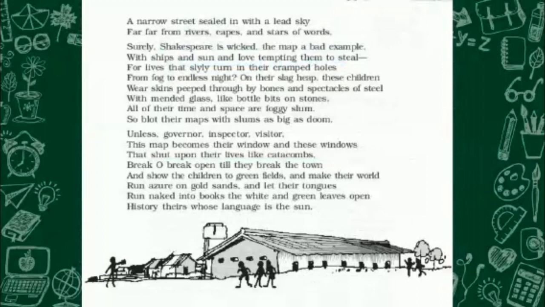A narrow street sealed in with the lead sky, far, far from rivers, capes, and stars of words. Surely Shakespeare was wicked, the map a bad example, with ships and sun and love tempting them to steal, for lives that slyly turn in their cramped holes from fog to endless night. On their slag heap, these children wear skins peeped through by bones and spectacles of steel with mended glass, the bottle bits on a stone.